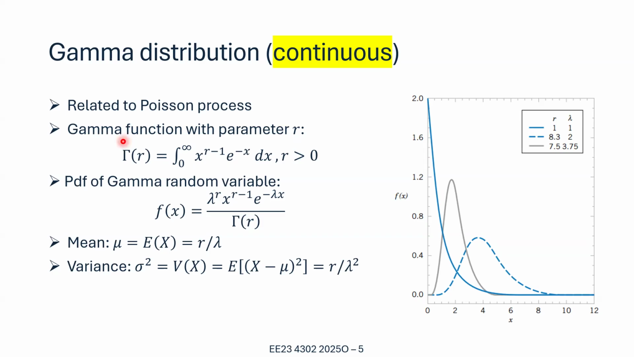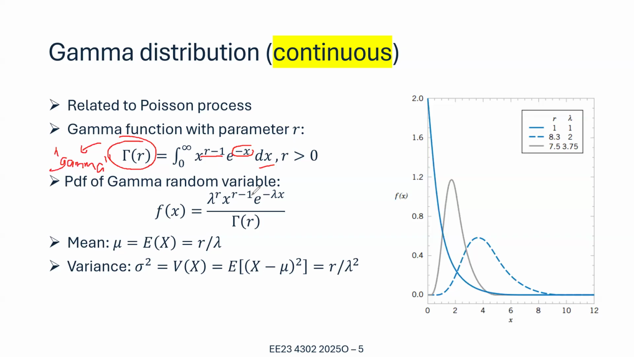So this is gamma. And this is the integral of x to the power of r minus 1 times e to the power of minus x dx, where r is positive. So if we have, let's say, r equals 1, then it would just be an integral of e to the power of minus x.